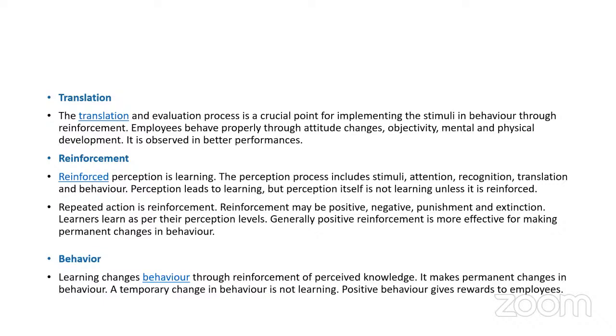The next process is reinforcement. So what is reinforcement? Reinforced perception is learning. The perception includes stimuli, attention, recognition, translation, and behavior. Now, this perception leads to learning, but one thing that you need to understand is perception itself is not learning unless and until it is reinforced. A perception, in order to become learning, has to be reinforced. So what is reinforcement? Repeated action is reinforcement. Any action that is repeated is reinforcement. So reinforcement may be positive, it may be negative. Right?